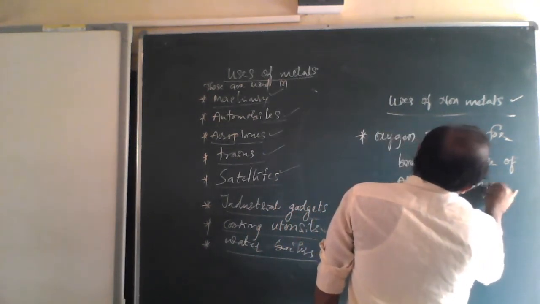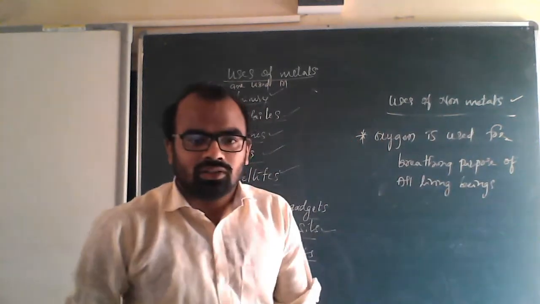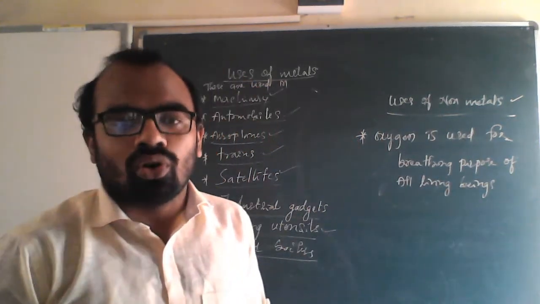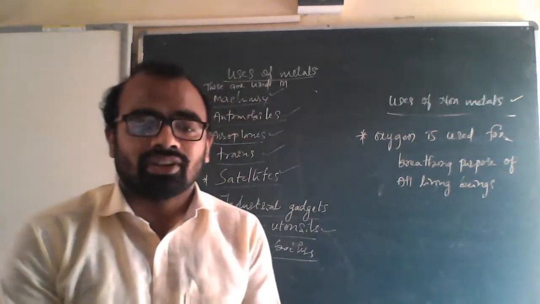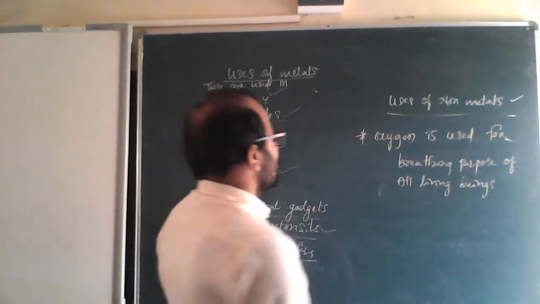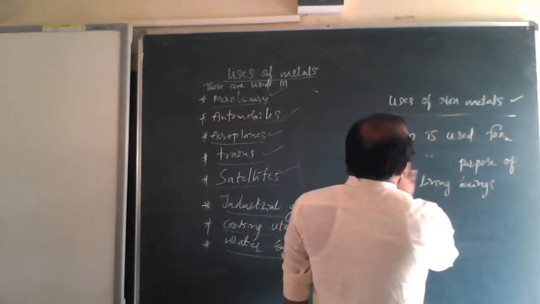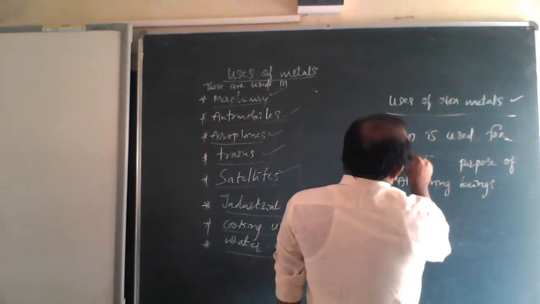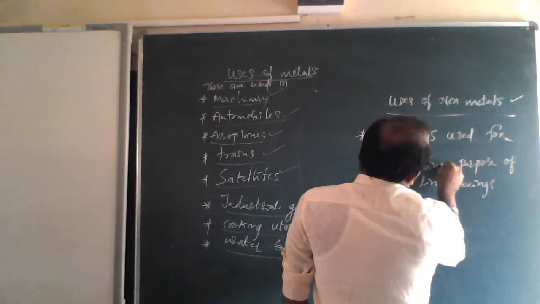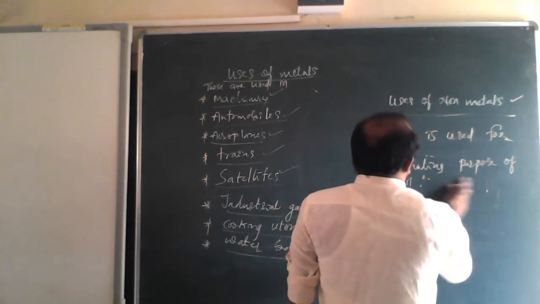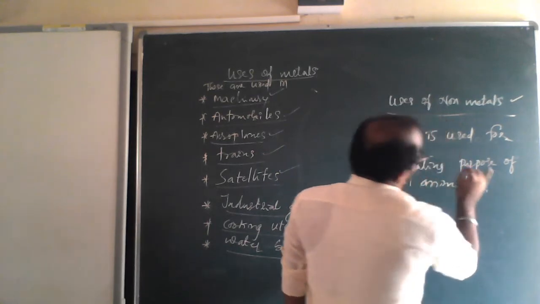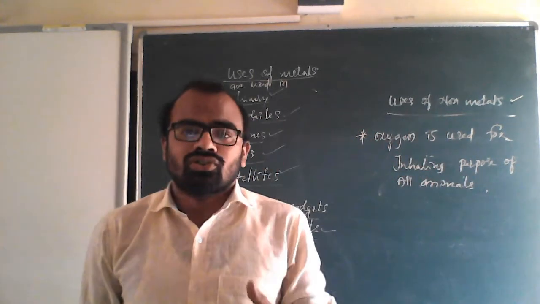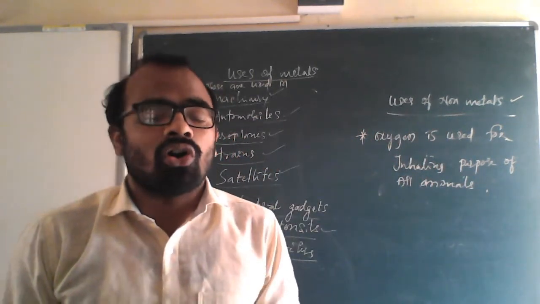All living beings. Even plants also use oxygen for photosynthesis. So that is why I have written it as living beings, or you can say inhaling purpose of animals. So inhaling is intake of oxygen of all animals. We can say all animals. So oxygen is used for inhaling purpose of all animals.